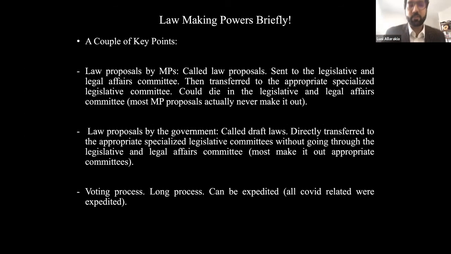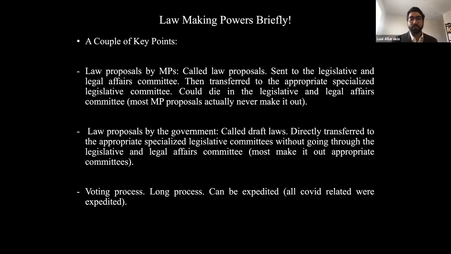A couple of key points here which are going to be relevant for our discussion today. Law proposals by MPs are called law proposals per se. They're first sent to the Legislative and Legal Affairs Committee, and they're transferred to the appropriate specialized legislative committee later on, whatever the area of the law's jurisdiction is. A lot of these proposals could actually die in the Legislative and Legal Affairs Committee. And in fact, more often than not, they actually never make it out of the Legislative and Legal Affairs Committee.